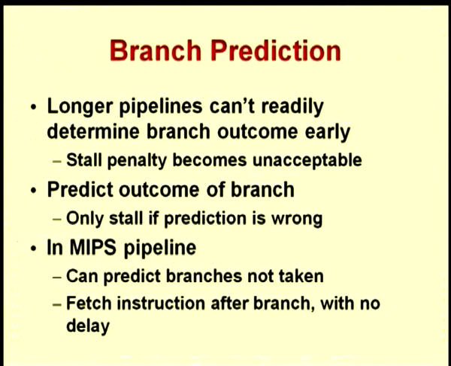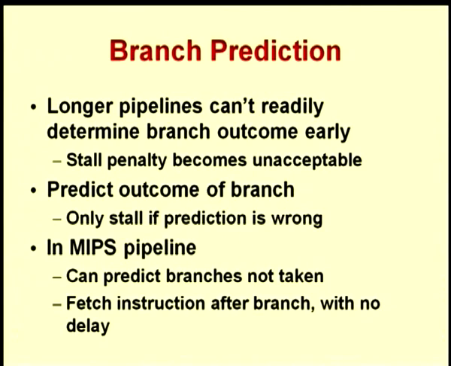Of course, your prediction can go wrong. So, if your prediction goes wrong, then we will have to have mechanisms for tackling the misprediction. Okay. So, let us look at how branch prediction is done. Stalling on branches becomes even more of a problem when you have longer pipelines. Now, in this particular pipeline that we had looked at, the MIPS pipeline, we only had a 1 clock cycle stall because we were able to evaluate the branch condition in the ID stage itself.